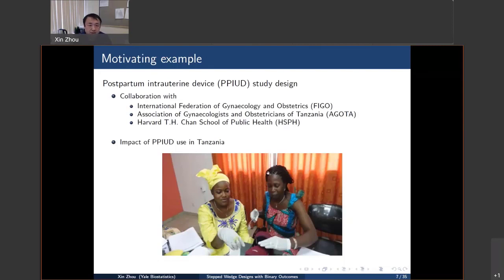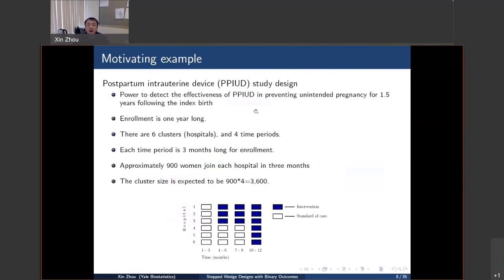Let's go back to the PPIOD example. The study was to investigate the impact of PPIOD use in Tanzania, and this study used the step-wedge design. The outcome in this study is binary: unintended pregnancy. In this study design, we want to make sure there's adequate power to detect the effectiveness of PPIOD in preventing unintended pregnancy for 1.5 years following the index birth.